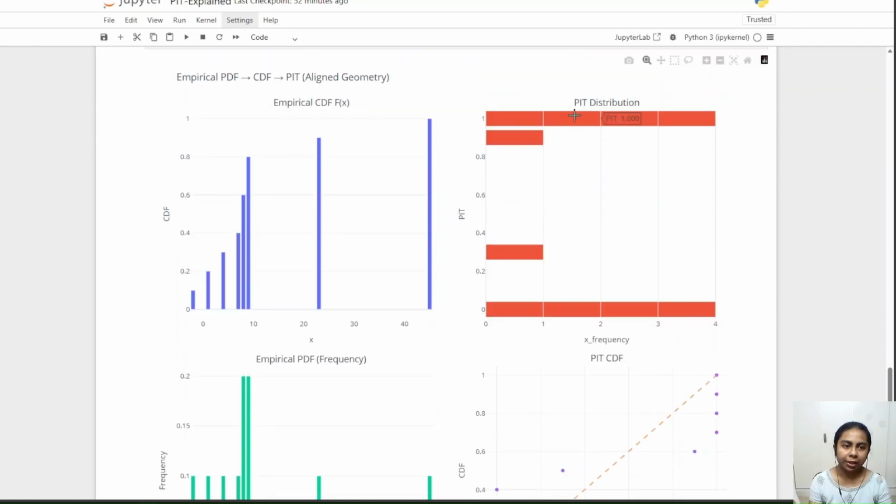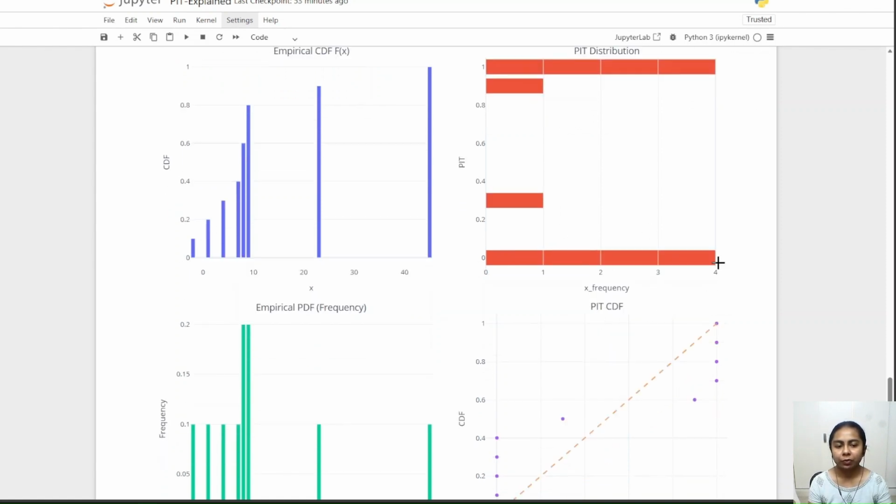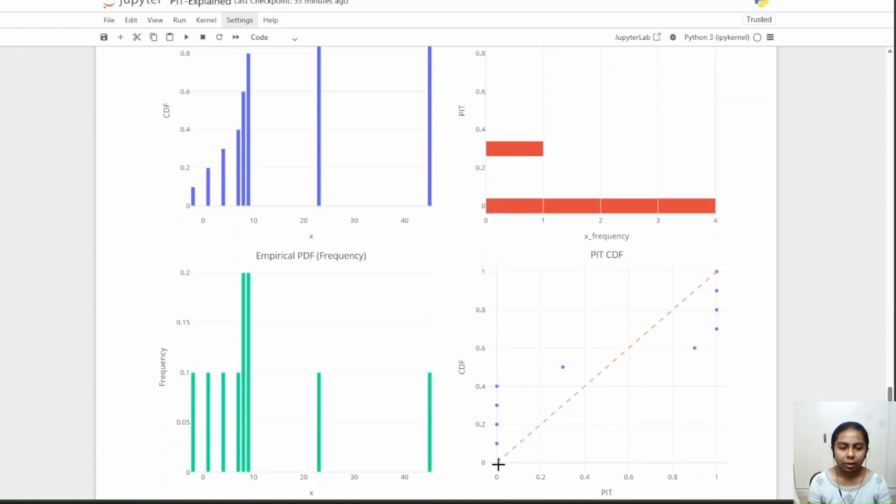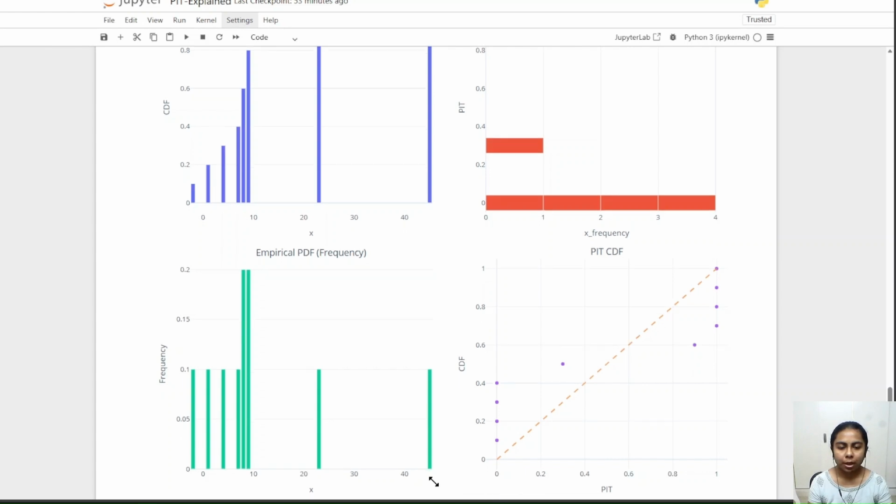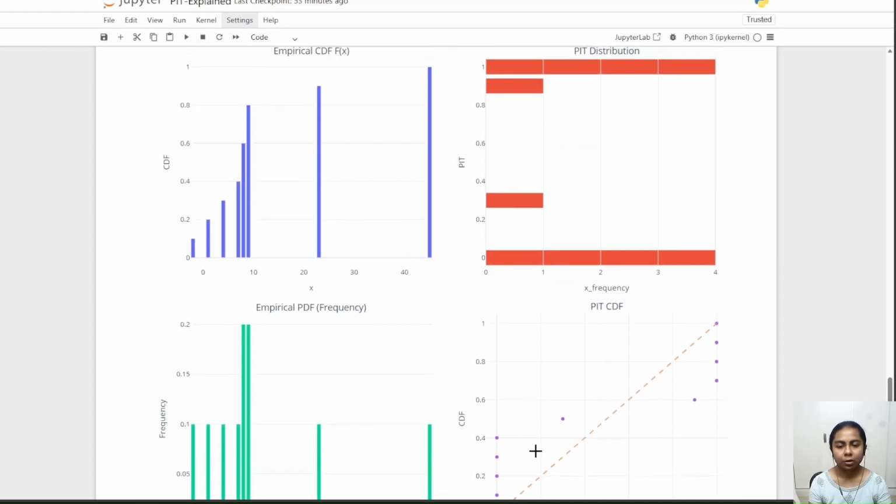Essentially, if you take the PIT distribution and turn it around, it's almost in a U shape. It's not uniformly distributed. This is as predicted, because we see more extreme values in the actual outcomes when compared to the model. When we take the CDF of it, the uniform distribution CDF should be a 45 degree line, whereas here we have more extreme values. And this explains that the model is not exactly representing the actual outcomes.